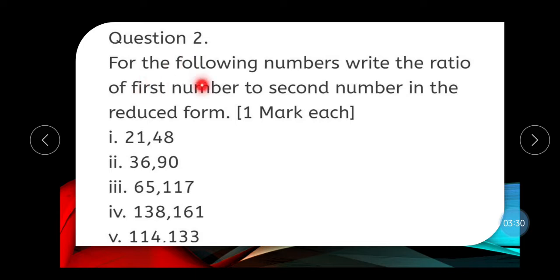Question 2. From the following numbers, write the ratio of first number to the second number in reduced form. These are your sub-questions. Let's start.